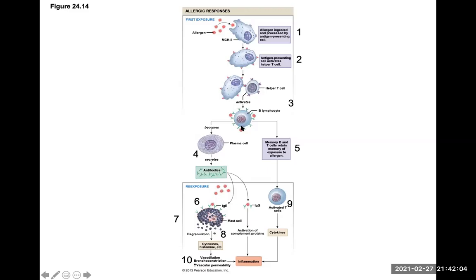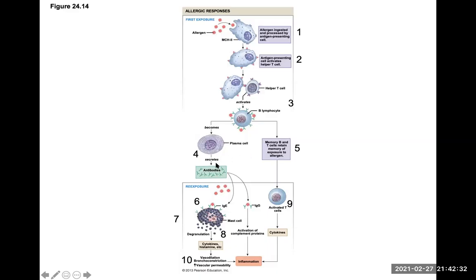Their B lymphocytes then are going to differentiate or go one way or the other. They could go one way to be plasma cells, or they could differentiate into memory B and T cells to retain the memory of the exposure to the particular antigen. They do both upon exposure. So step 5 is memory and retaining.